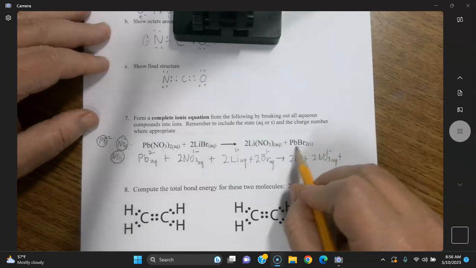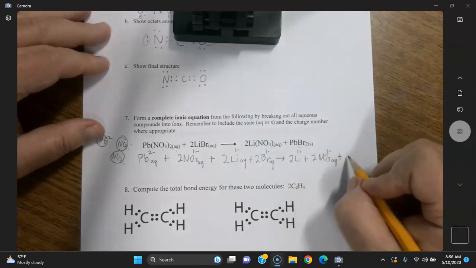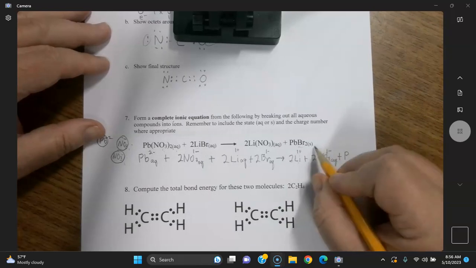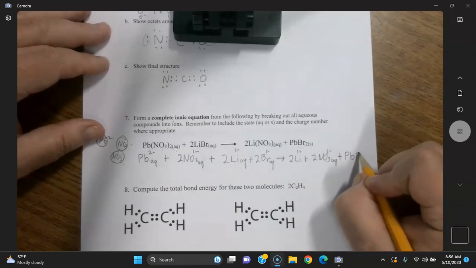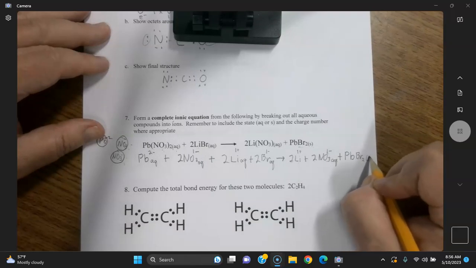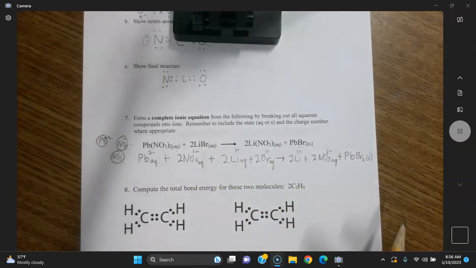And then finally you have your precipitate or your solid. You don't have to put charges on that. You should put the state of matter. So it's PbBr2. That will not dissolve in water, and that is a solid. So that's the complete ionic equation. You do not need to do the net ionic equation.